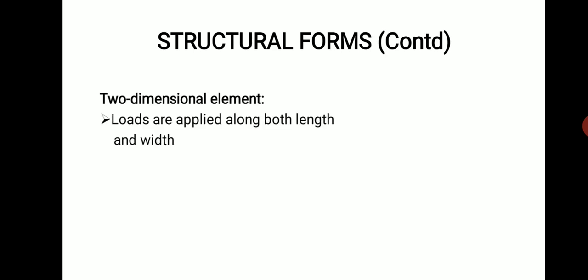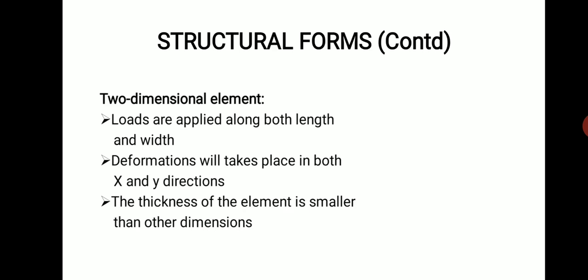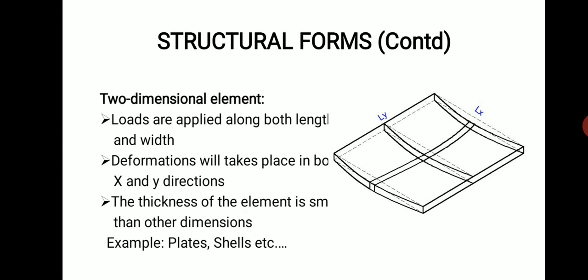So here in case of two-dimensional structural form, the loads are applied both along the length as well as width, and deformation will be taking place in both the axes, that is x and y directions, and the thickness of the two-dimensional structural form will be very small compared to that of other dimensions. So examples for this are plate structures and shells.